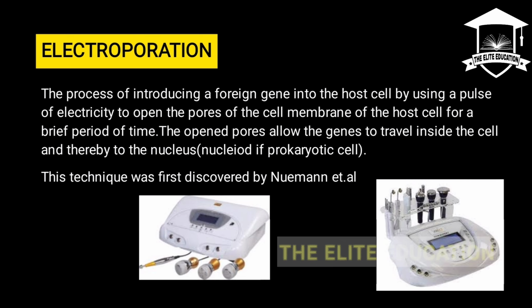So immediately after this, after the cell gets rehabilitated, it quickly closes its pores, and the normal structure of the cell is obtained. So that is all about electroporation. The open pores allow the genes to travel inside the cell and thereby into the nucleus. And as I have said before, if it is a nucleoid, that is, if it is in a prokaryotic cell, it directly transfers into the cytoplasm and then into the nucleoid.